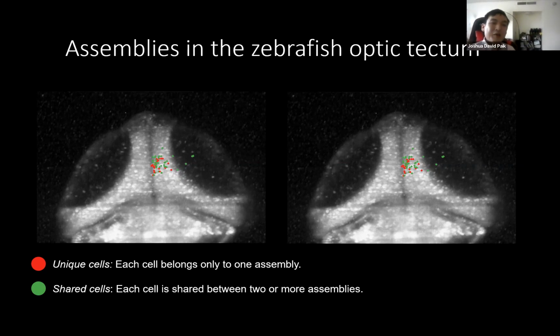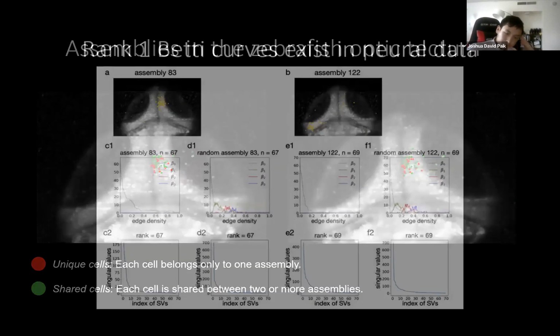In any case, with the calcium imaging data we record from zebrafish optic tectum, using clustering techniques, we can identify assemblies. And so now we're going to look at correlation matrices associated to each identified assembly of neurons.